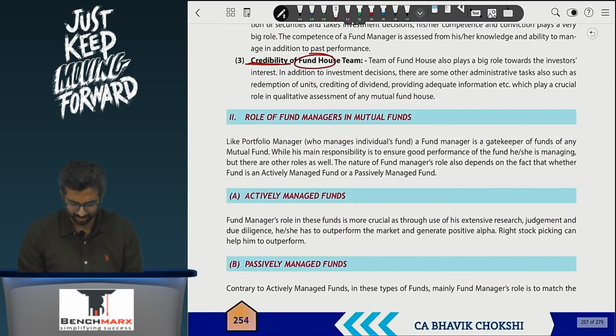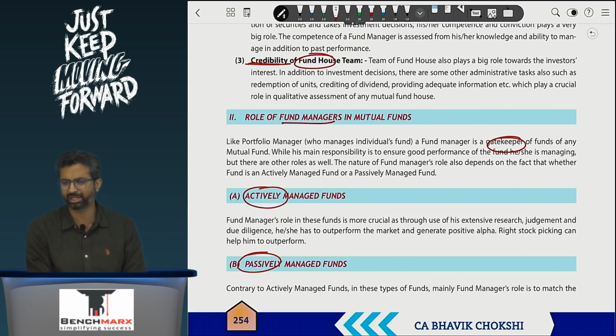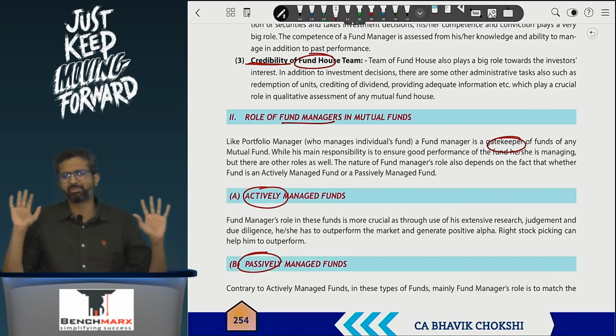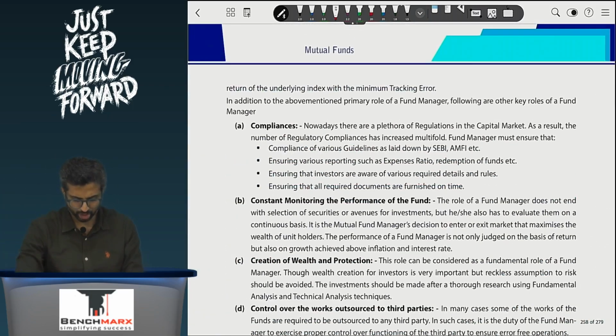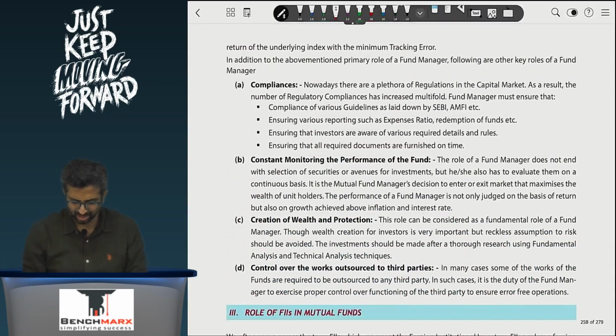Here, in case of a fund manager, the role of a fund manager, well, he is the most important. It's like a gatekeeper of the funds and who will decide where the funds have to be invested. There are 2 types of funds, actively or passively managed funds. Actively managed funds would be, I will actively try to buy stocks which I think are going to go up, actively try to sell stocks which are bad. In passive funds, I will sit back and relax, I will track an index or something.